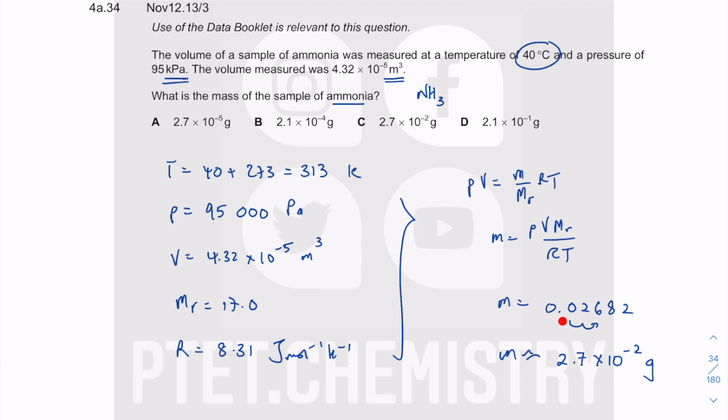I move the decimal place 1, this time 10 to the minus 1 times 10 to the minus 2, I'll get 2.682 times 10 to the minus 2, and then you can round it up to 2 significant figures. Since this is greater than 5, I add 1 there, I get 2.7 times 10 to the minus 2 gram.